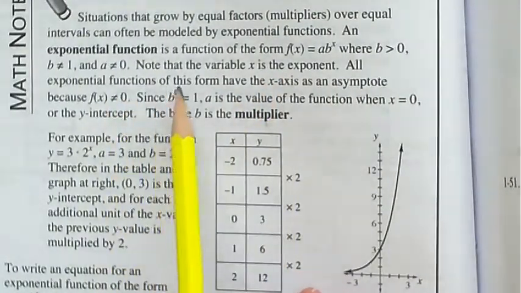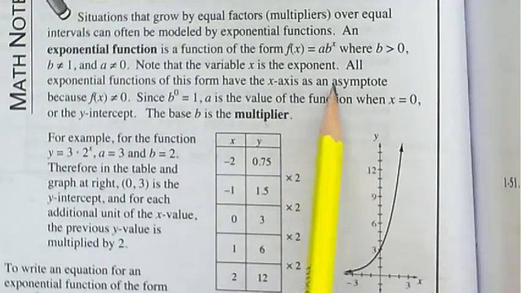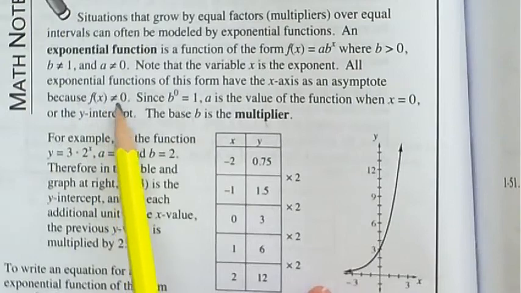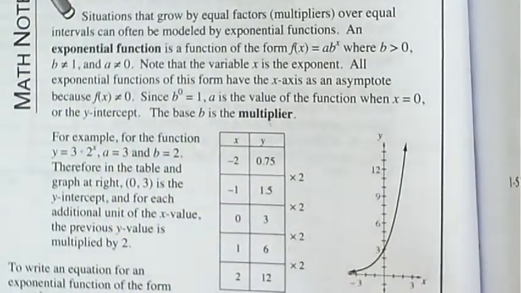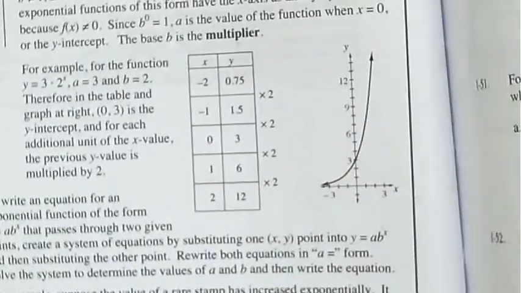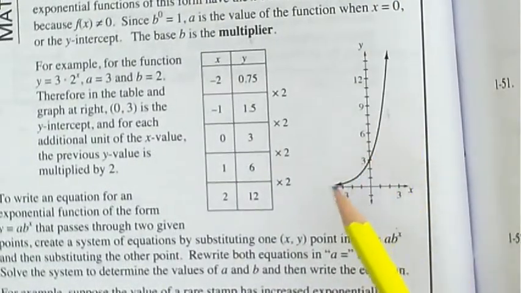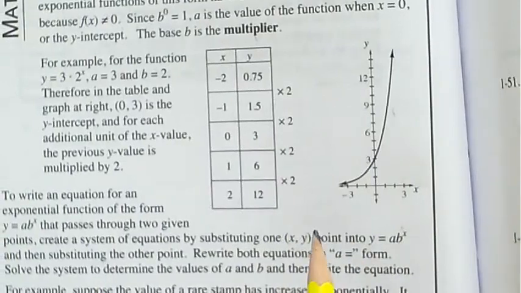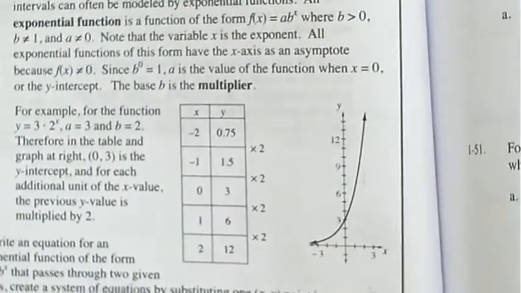All exponential functions of this form have the x-axis as an asymptote because f of x does not equal 0. Do you remember what asymptote means? You may have just touched on it last year. It means that this graph is going to come very, very close to the x-axis, but it's never going to cross it.